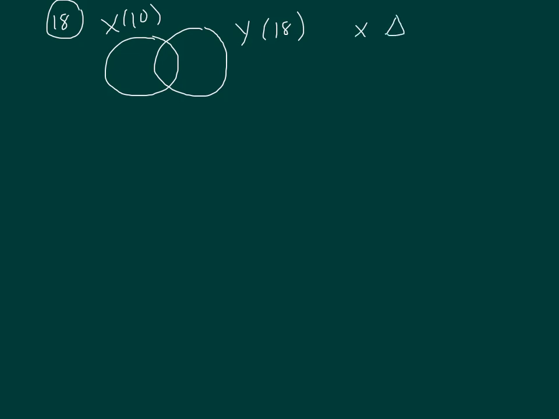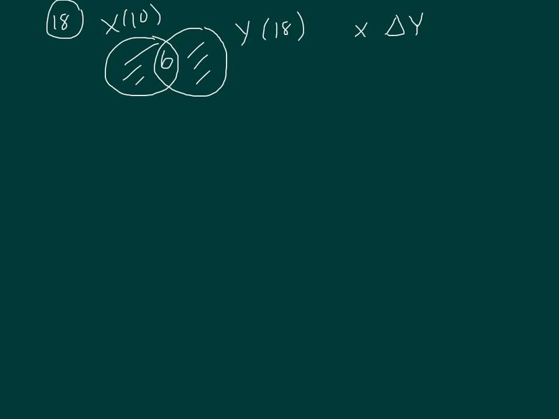X triangle Y, and they say that what that means is everything that's in X and Y, but not in both of them. So we're trying to find this and that. And they tell me that 6 of the integers are in both X and Y, so it will be a 6 right there.